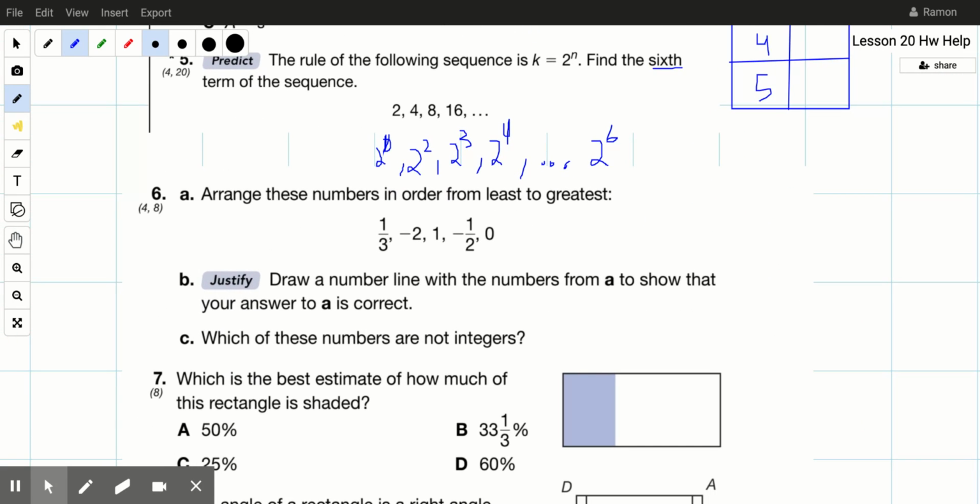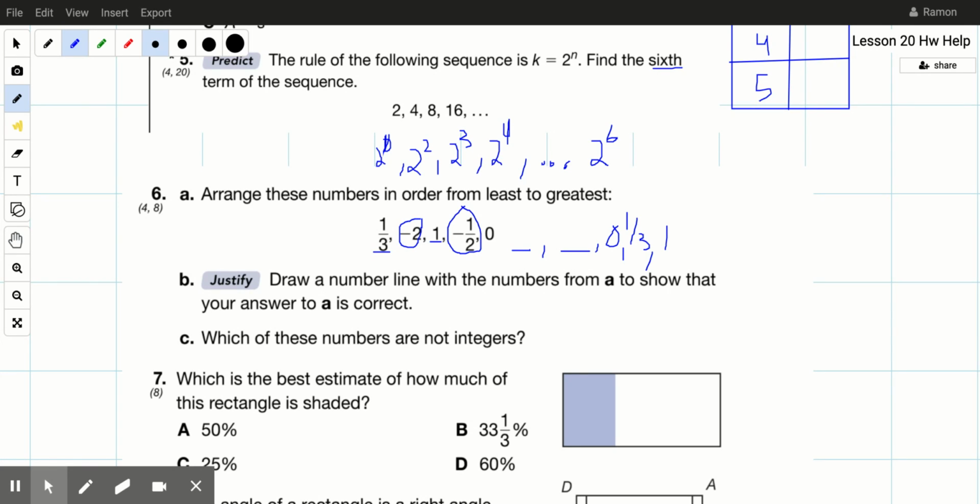Number 6, arrange these numbers in order from least to greatest. Well, we know that all the negative numbers are going to be to the left of 0. So 0 is going to be our reference number. And then all the positive numbers are to the right of 0. So to organize the negative numbers correctly, remember that the closer you get to 0, the smaller the negative is. So the bigger negative should go left.